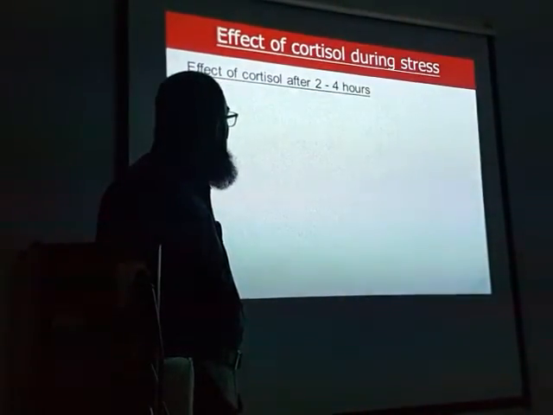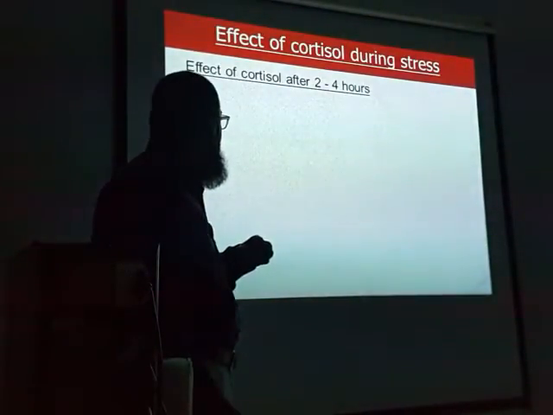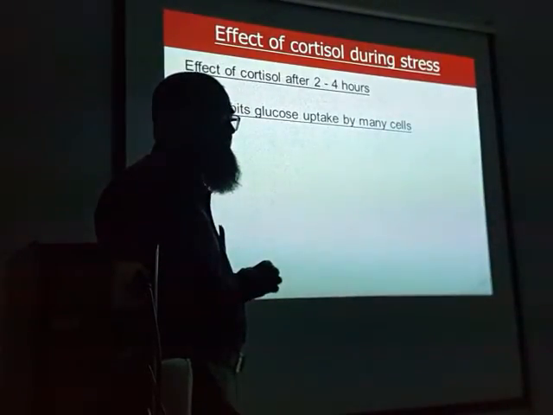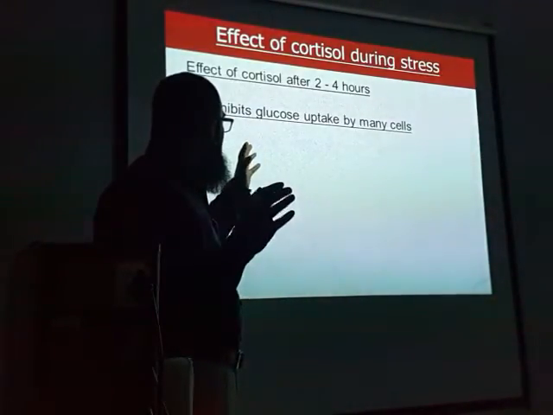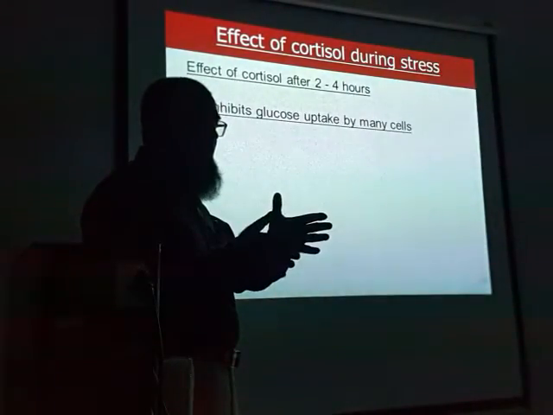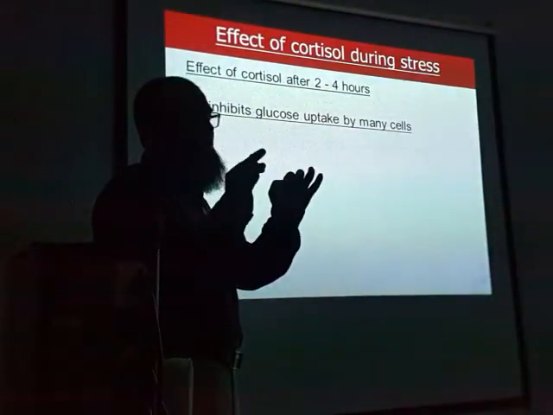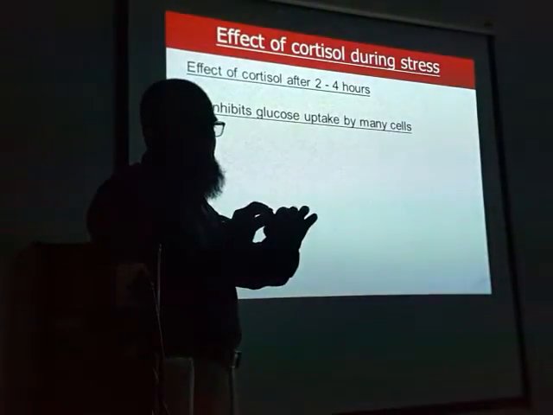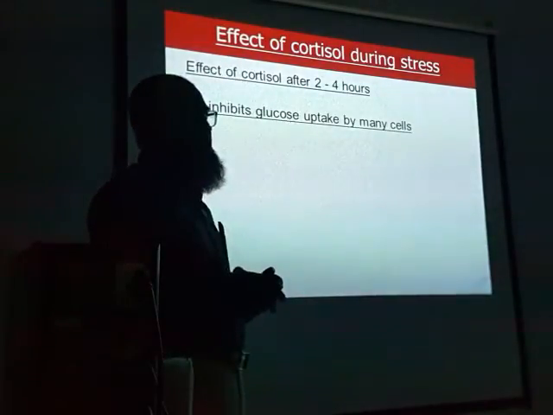You see, the effect of cortisol during stress, the effect of cortisol after 2 to 4 hours. It inhibits glucose uptake by many cells. Why? Because cortisol wants all the glucose to be maintained in the blood so that it can go to the brain, because the most important organ is the brain. The brain requires glucose. If the brain is deprived of glucose, then suddenly irreversible neuronal degeneration takes place.